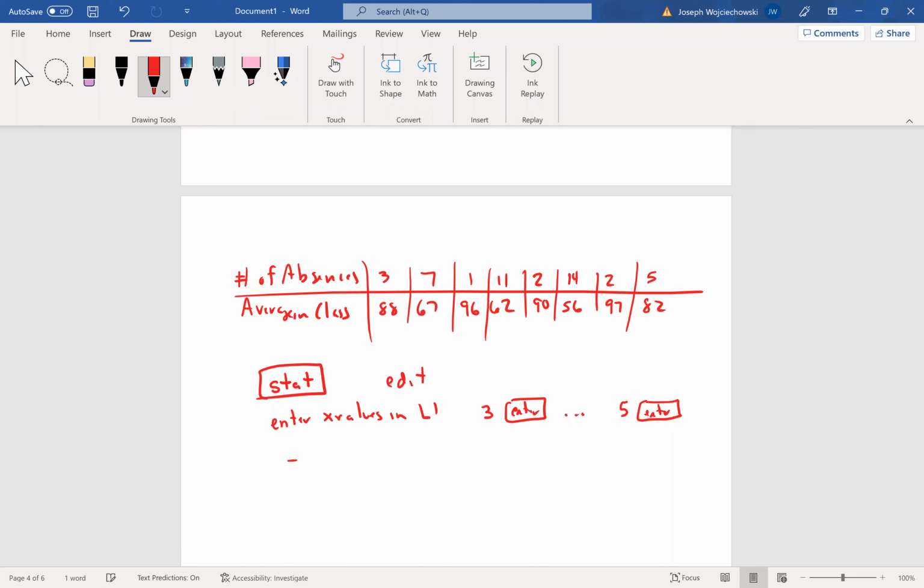Then we're going to arrow across, which should bring us up to L2. And we're going to key in our L2 data. 88, enter, all the way to 82, enter. I have 88, 67, 96, 62, 90, 56, 97, 82. So now we have all that in there.